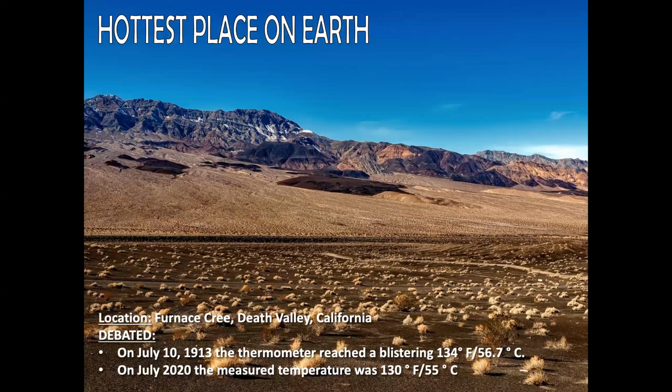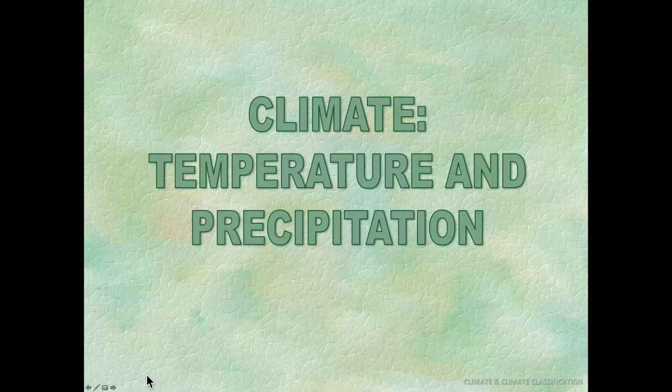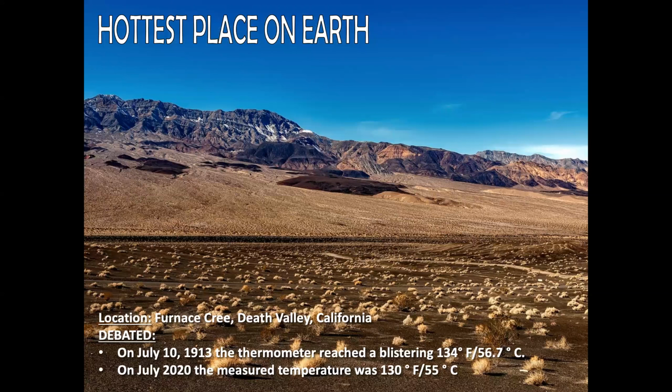And then you have the hottest place on Earth, and that happens to be right here in the United States. It's called Furnace Creek, in Death Valley, California. On July 10, 1913, the thermometer read 134 degrees. In July 2020, it was measured at around 130, and many people believe this is the actual record because thermometers are a lot better now than they were over a century ago.